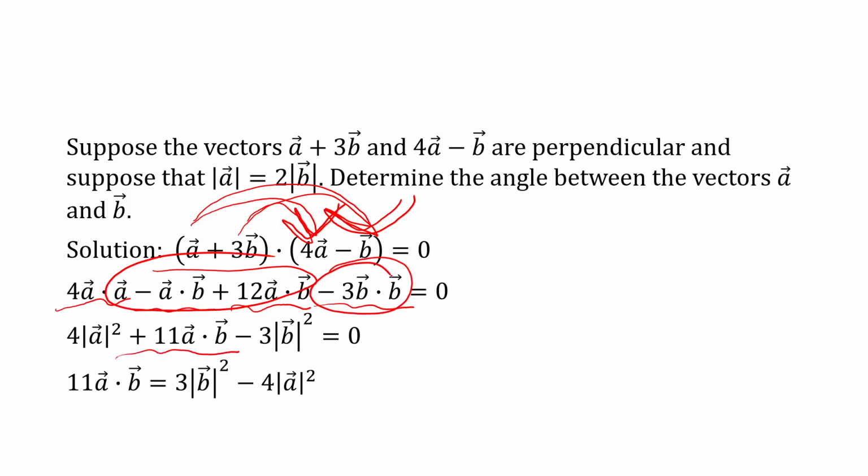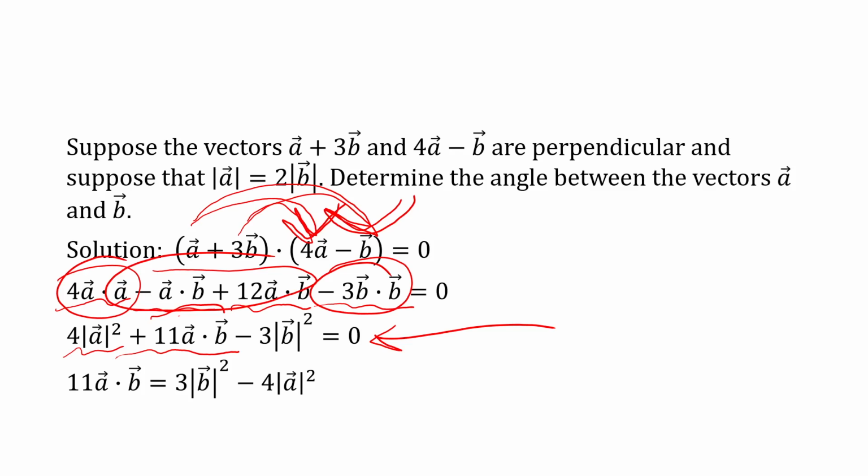Negative 3b dot b will be negative 3 magnitude of b quantity squared. 4a dot a will be 4 magnitude of a quantity squared. And so we'll get this second last line here. And our strategy here, because we want to know the angle between a and b, is going to be to isolate a dot b and then go from there.